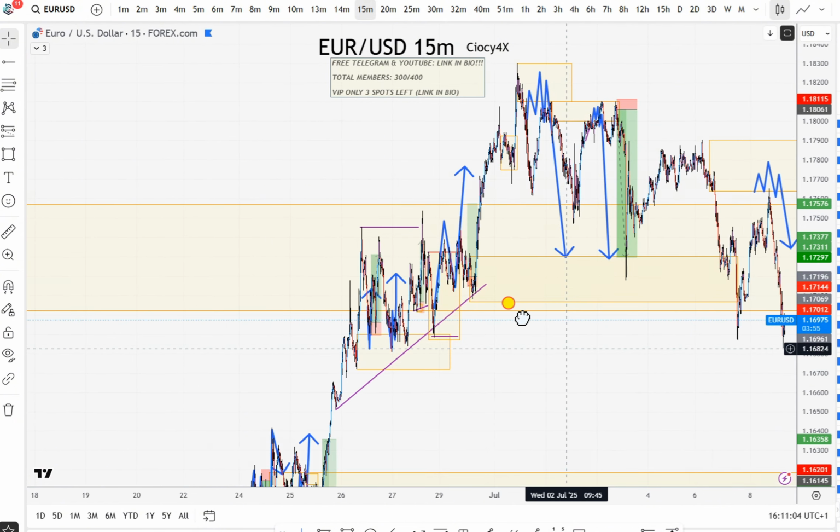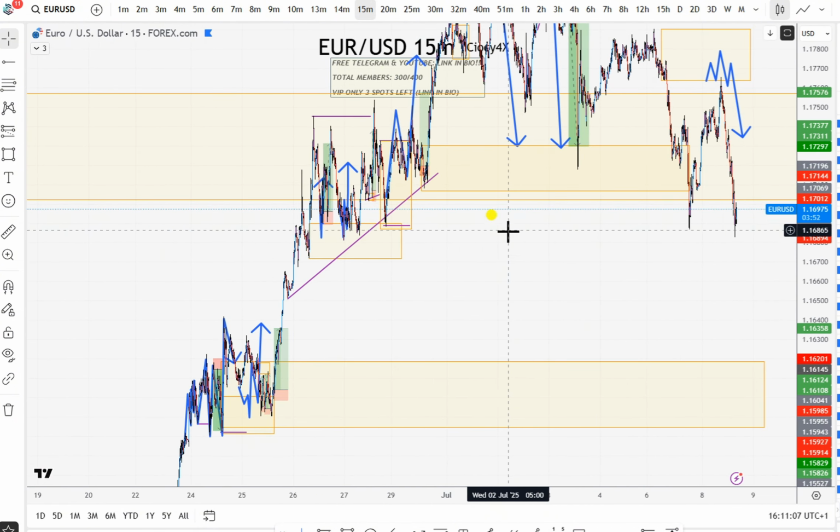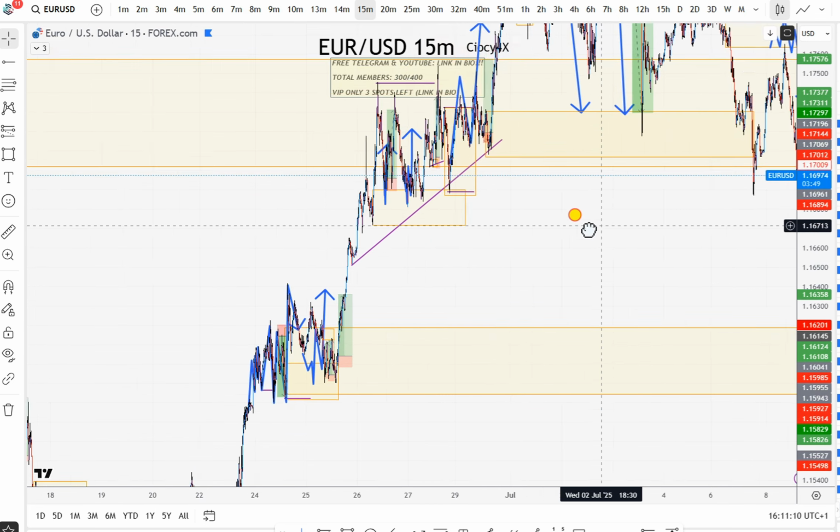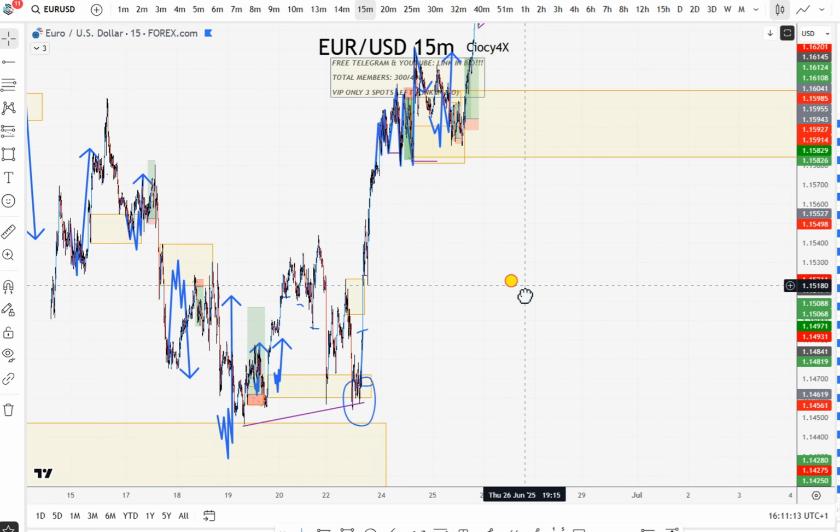If you see, and I zoom out a little bit, you can see there are a lot of markups and multiple trades in here. And the reason for it is because I do provide daily live forecasts inside my private community.